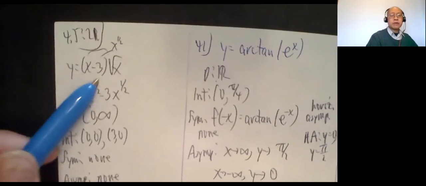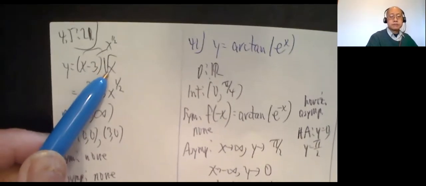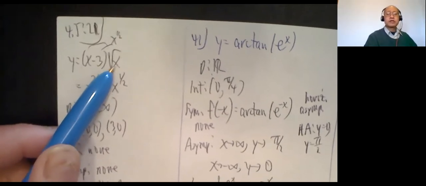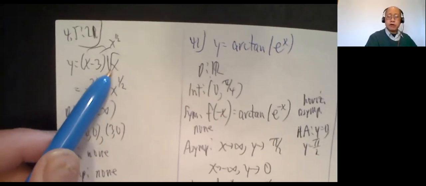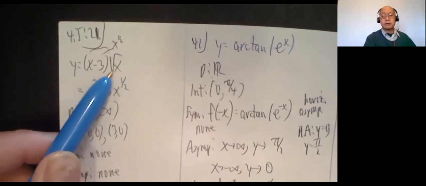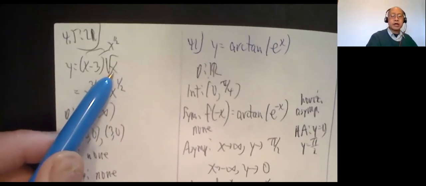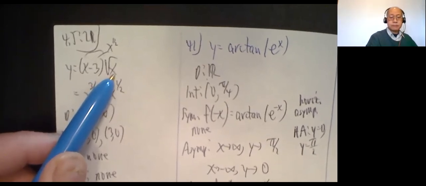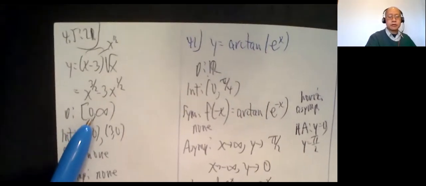Okay, what's the domain? Well, I see a square root. That automatically tells me something. Once there's a square root, and again, we're only doing real math, no imaginary stuff, no complex numbers, I'm not allowed to put in what kind of a number? Negative. So the domain is 0 to infinity.